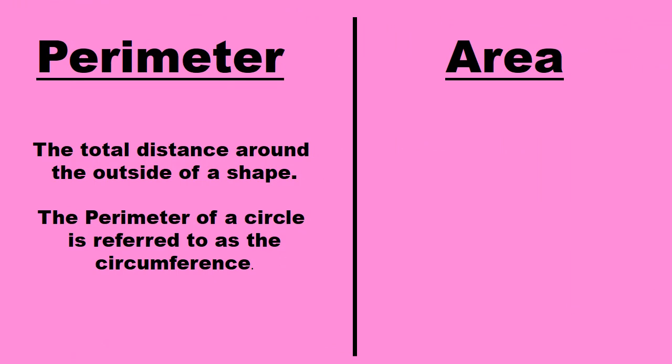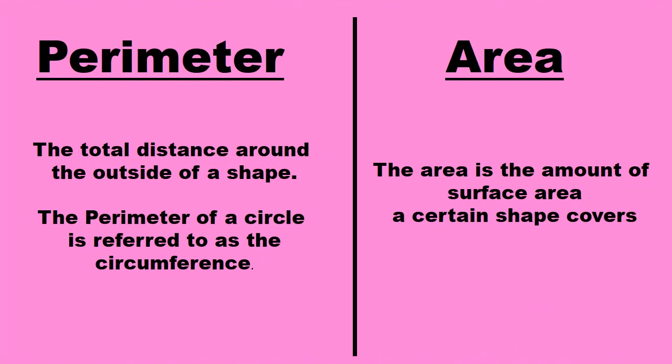Okay, please remember the perimeter is the total distance around the outside of a shape. The perimeter of a circle we refer to as the circumference. So please take note of that. We don't say the perimeter of a circle, we refer to it as the circumference of a circle. And the area, that is the amount of surface area a certain shape covers.